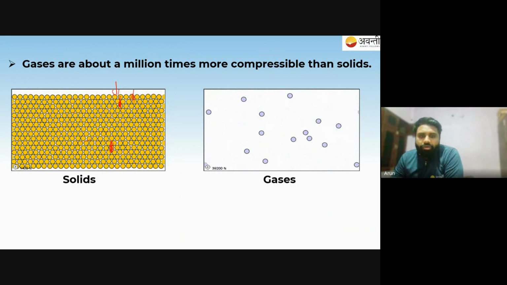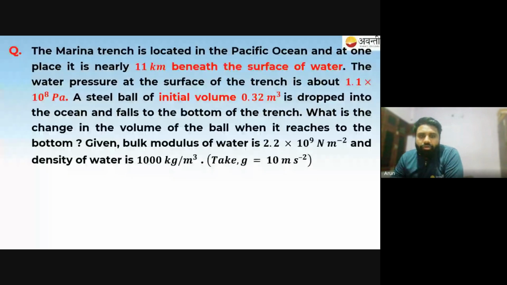Now, this is the question. The Marina Trench is located in the Pacific Ocean, and at one place it is nearly 11 kilometers beneath the surface of the water. The water pressure at the surface of the trench is about 1.1 times 10 raised to the power 8 Pascal. A steel ball of initial volume 0.3 meter cube is dropped into the ocean and falls to the bottom of the trench. Now, what is the change in volume of the ball when it reaches the bottom? Bulk modulus of water is given to you, and density of water is also given to you.